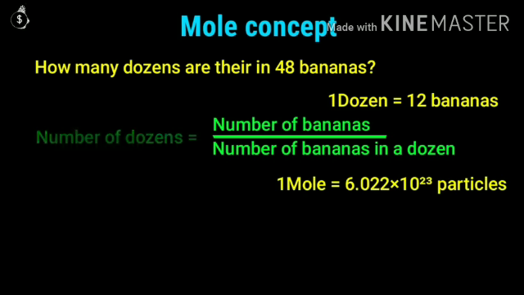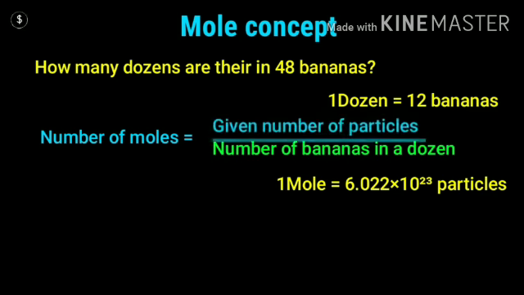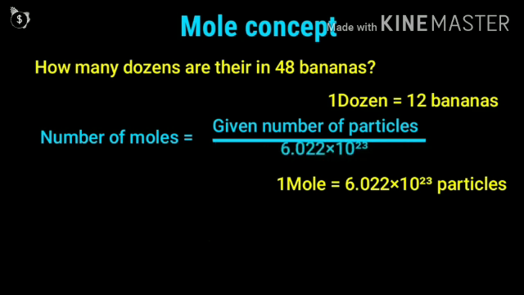In the same way, if you have to calculate the number of moles, you know what 1 mole is. Like 1 dozen is 12 bananas, in the same way 1 mole is 6.022 into 10 raised to the power 23 particles. So here what will it become? Number of moles equals given number of particles upon the Avogadro number. Given number of particles upon number of particles in 1 mole, and the number of particles in 1 mole is called the Avogadro number, and that equals 6.022 into 10 raised to the power 23. So this is the second formula.